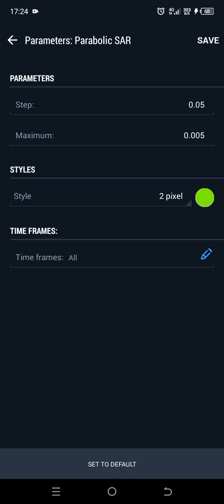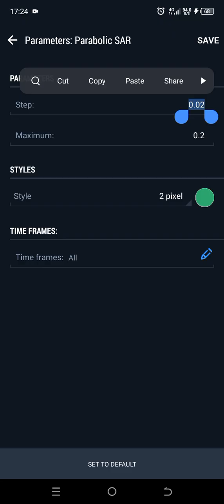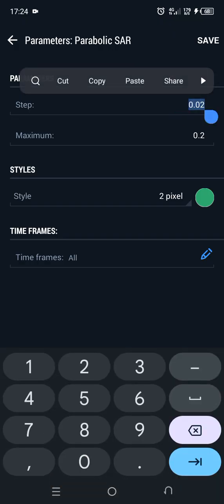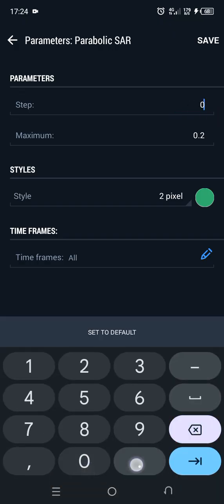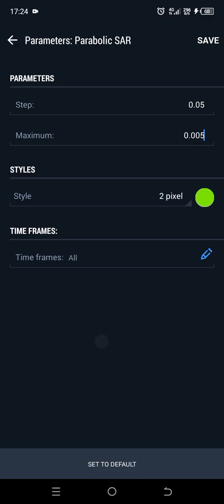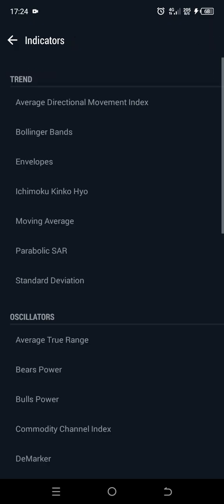The first thing is the parabolic SAR, as you can see, set to default. When you set them to default, you're going to see this. You click 2 times and then you delete everything that is there, my brother. 0.05. The other one is 0.05, 0.05. I'm sorry, 0.005. Then you can change the color into a brighter color. That's what I have done.